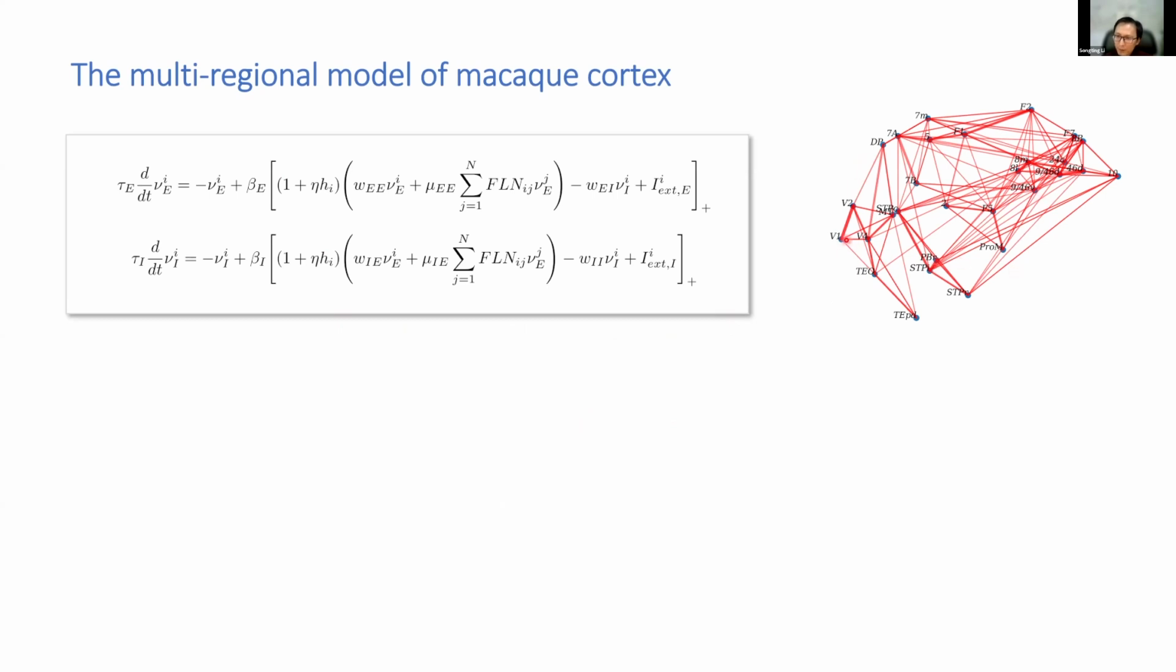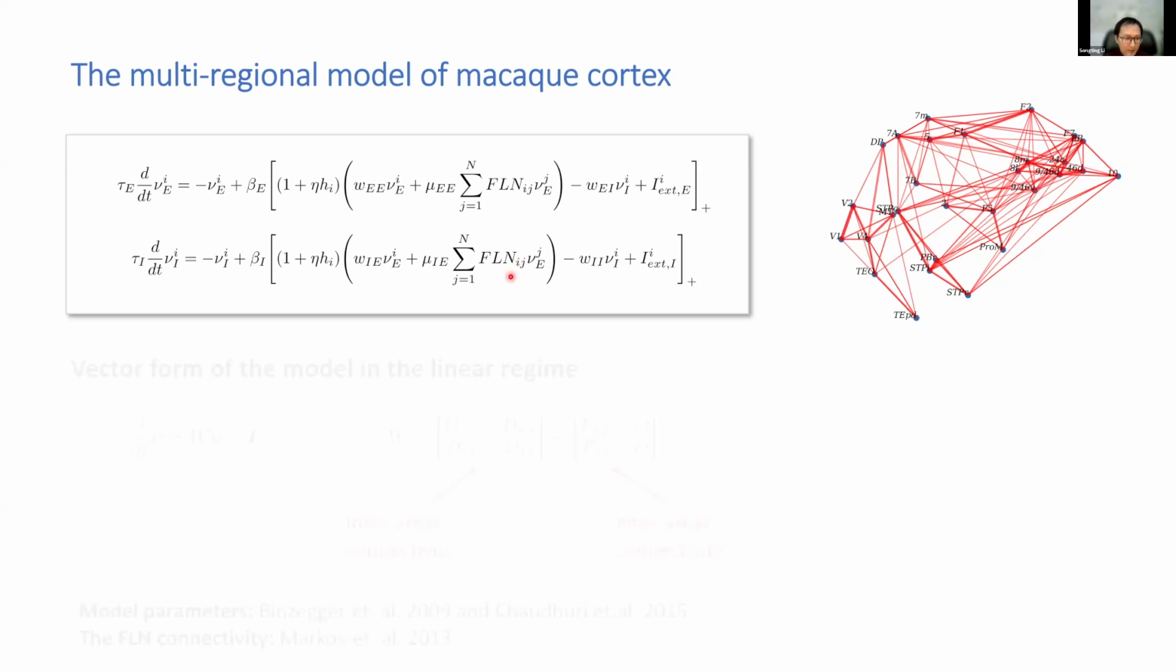You can imagine if V1 has a very fast time scale, but this higher-order area has a slow time scale, there's a large chance they will be connected to each other. So the time scales will be easily mixed. But why in such a dense network we still see the time scale hierarchy is a non-trivial question. So we'd like to perform some analysis on this model.